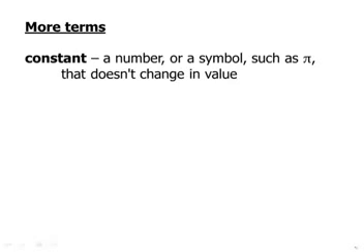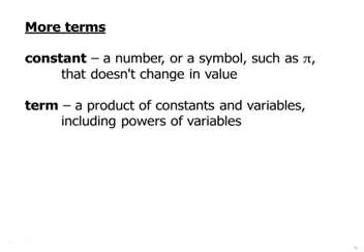Some more terms. A constant is a number or a symbol such as pi that doesn't change in value. So constant is just a fancy word we use for ordinary numbers. A term is a product of constants and variables, including powers of variables. So for example, all of these are terms. It could be just a single number by itself, a single variable by itself, or numbers times variables, and it includes powers of variables.